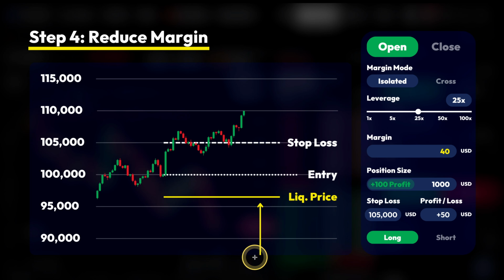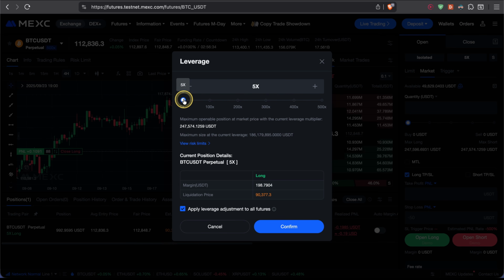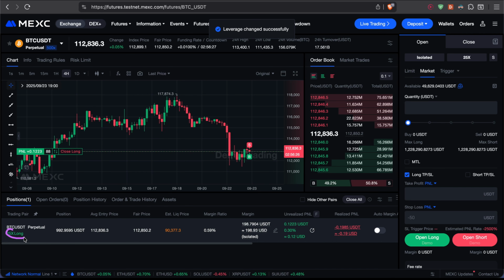One thing we also notice is that our liquidation price of course now increases to around about $96,000 to $97,000, but in this case it doesn't concern us because we've secured ourselves with a stop loss in profit anyways. To increase the leverage on MEXC, we can simply go here to the right and move this up to a 25x leverage, and then we can simply click on this confirm down here. And you will see now we've added it to 25x.